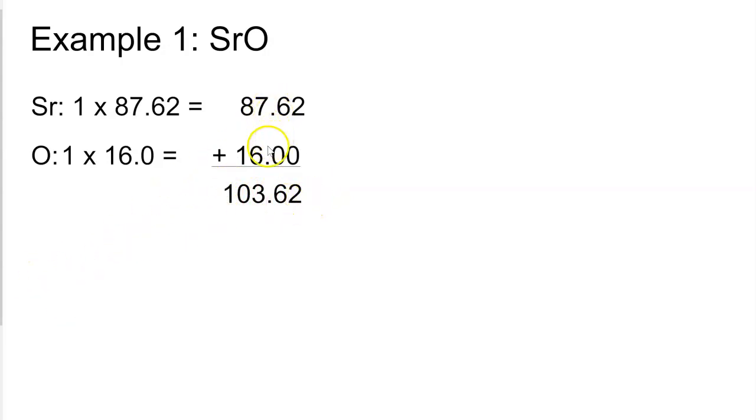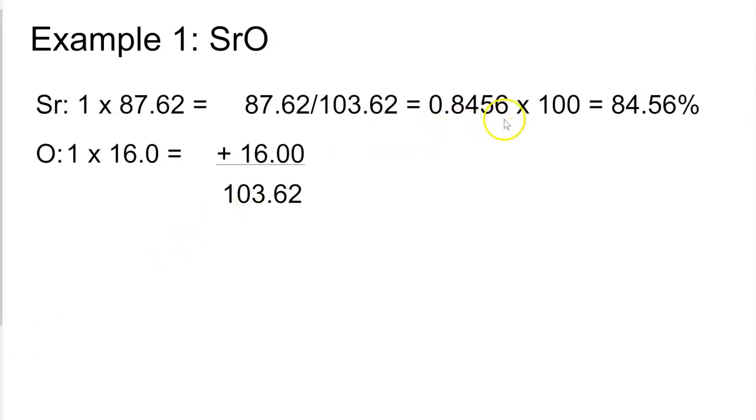Then you're going to take each of your parts divided by the whole. So what I've done is take 87.62 divided by my 103.62. Remember, 103.62 is the total, or the molar mass, or the whole. You take your part over whole and get an answer, and then you multiply that by 100 and write it as a decimal. This step right here is the only step that you can skip when you get to the practice problems. In the notes, I would encourage you to write this all down so you have a reference.